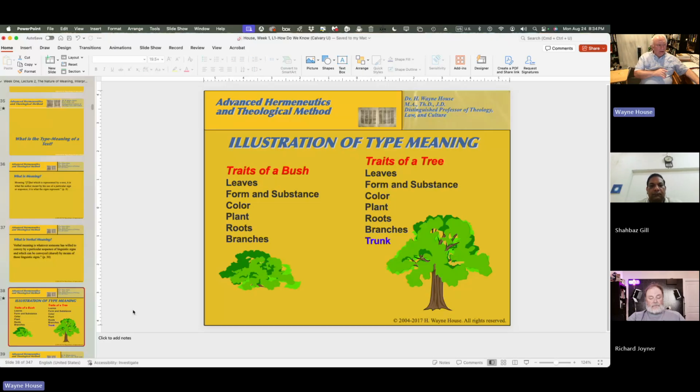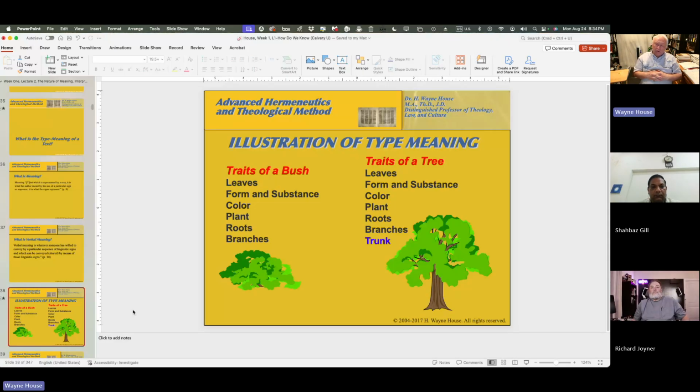But look at a tree. A tree has leaves and form and substance and color and plant and roots and branches. So why isn't a tree a bush? It shares commonality, but it has distinction. There's this key. We're getting really into the concept of meaning and understanding things. It may have commonality with another thing. You see this in people's arguments. You see in people's writings. There's commonality, but distinction between what is being talked about. And so a bush and a tree share a commonality, but they also have distinction.